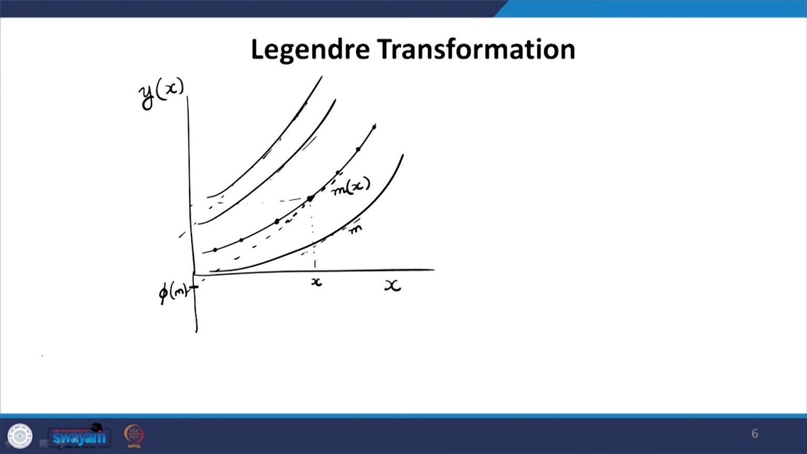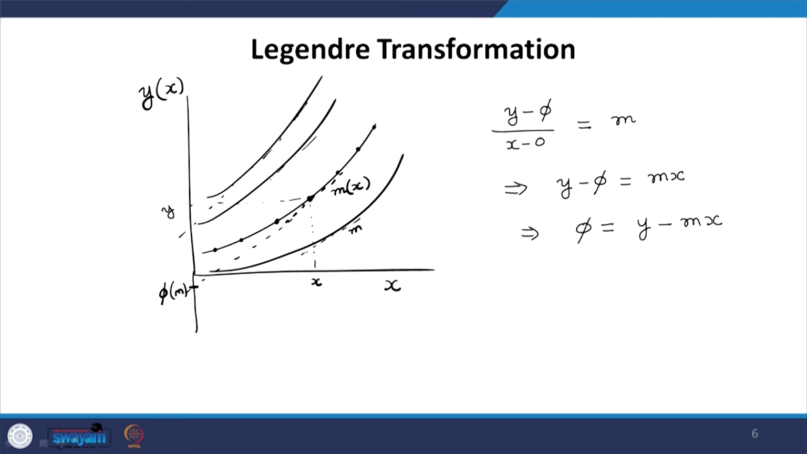So, what I can do is that I can find the slope. This value is my y and this is my phi. So, on the y we have y minus phi, and along the x we have x minus 0, and that is the definition of my slope m, which I can write as y minus phi is equal to m of x, and therefore, I can write my phi as y minus m of x.